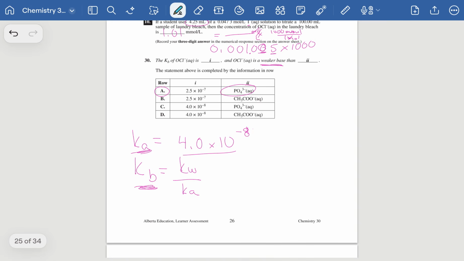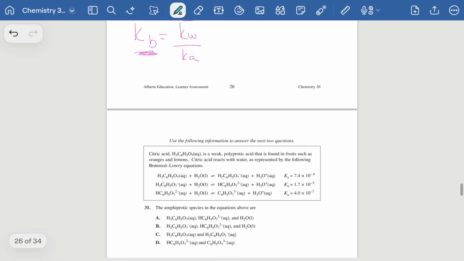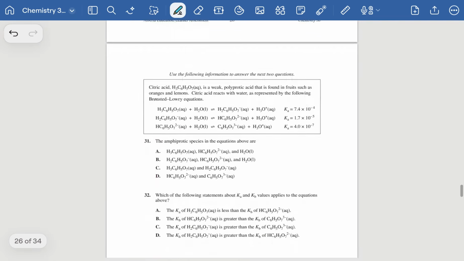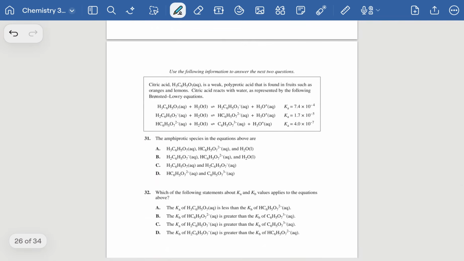Okay, this next one here, we have our 3 reactions, and then it's asking about what's amphiprotic. To be amphiprotic, you have to be able to donate a hydrogen and have a negative ion if you're not water. So the first one doesn't work because you don't have a negative here. The second one, this works. You have a hydrogen, you have a negative, and water. The next one doesn't work, no negative. This last one doesn't work because you don't have a hydrogen. So the answer for that one was B.